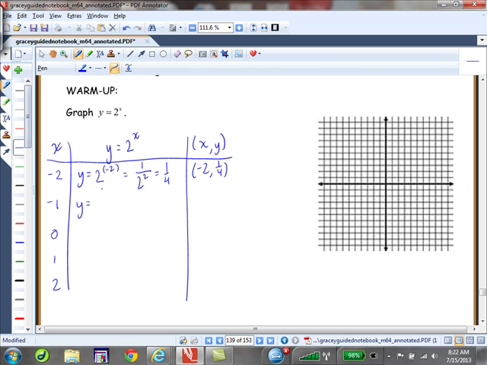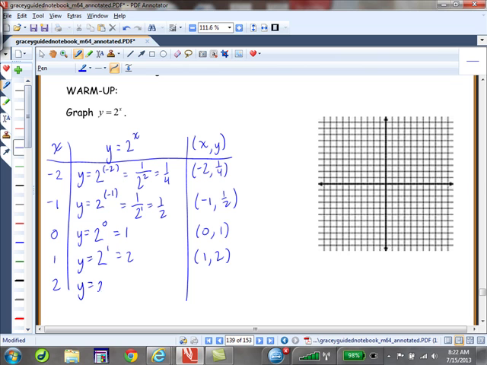When x is equal to -1, we get y equal to 2 raised to the -1, which is 1 over 2 to the 1, which is 1/2. So we'll have the ordered pair -1, 1/2. When x is 0, y is 2 to the 0, which is 1, so we get 0, 1. When x is 1, y is 2 to the 1, which is 2, so we get 1, 2. And y is 2 squared, which is 4, so we get 2, 4.